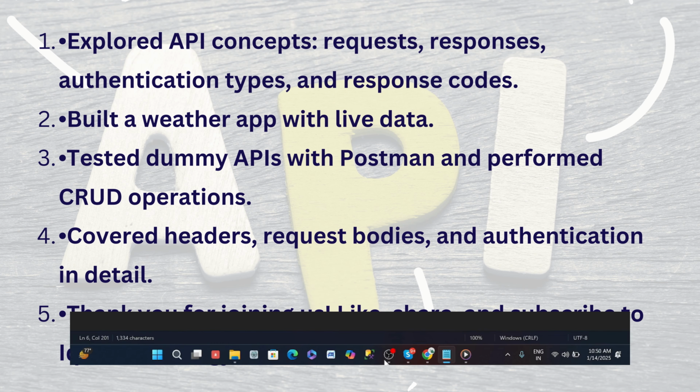And that's it for today's video and for this entire API series. Throughout this series, we have explored the fascinating world of APIs, starting from understanding what they are and how they work. We have covered key concepts like request, response, authentication types, and response codes, all with real-world examples to make things easier to understand. We also built a weather app that shows how to fetch live data from an API step by step. Then we took a deeper dive into Postman, testing dummy APIs like the one from JSONPlaceholder and explored how to perform CRUD operations effectively.